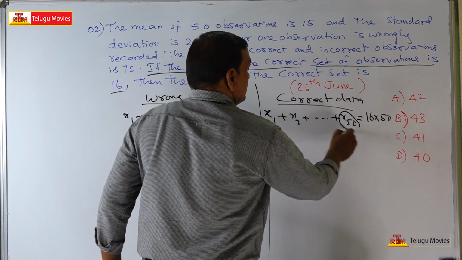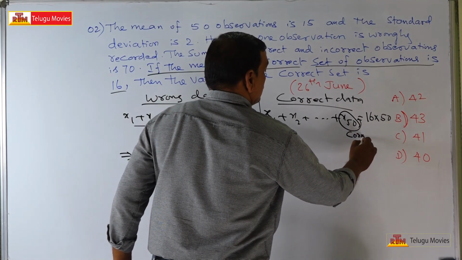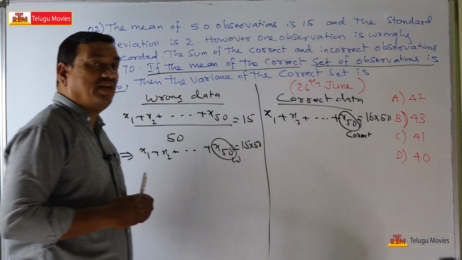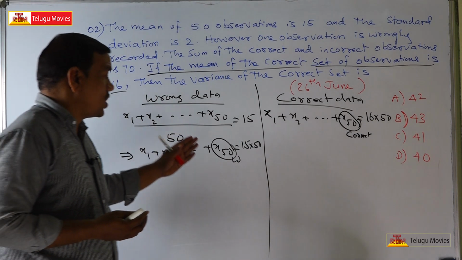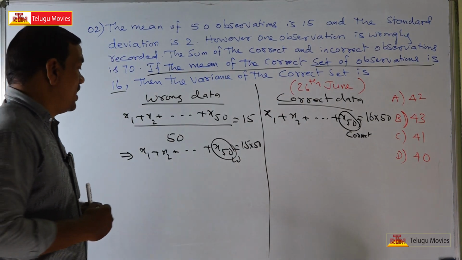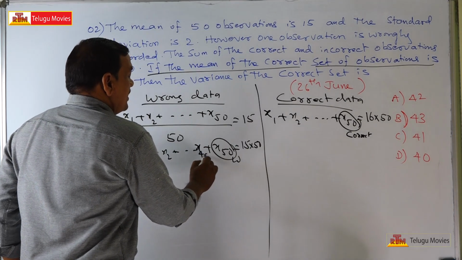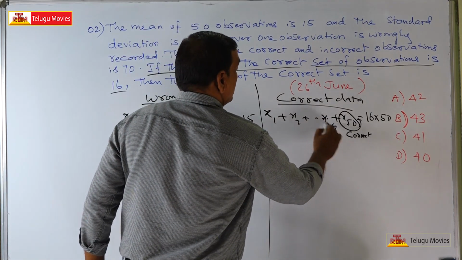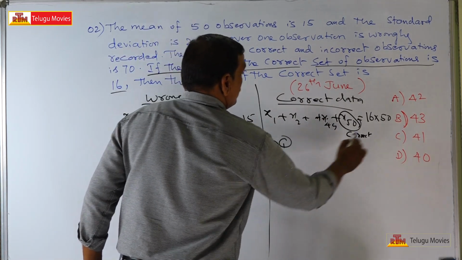Let us call this the correct observation. The 50th observation here is a wrong observation, and there it is a correct observation. This is up to 49, it is also up to 49. Call it the first equation.